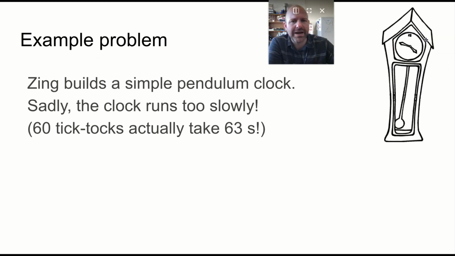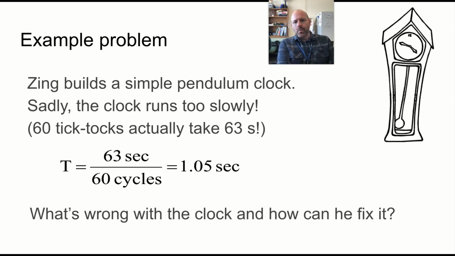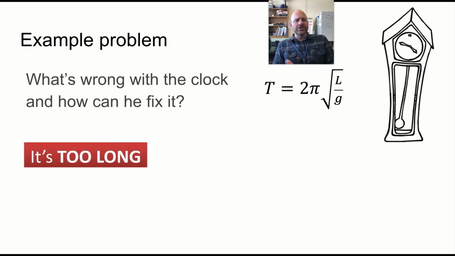So let's do an example. Zing builds a simple pendulum clock. Sadly, the clock runs too slowly. So 60 tick-tocks, which should be 60 seconds, actually takes 63 seconds. So that means the period of this clock is actually 1.05 seconds. What's wrong with the clock? Well, the clock is running too slow. The period is too long.